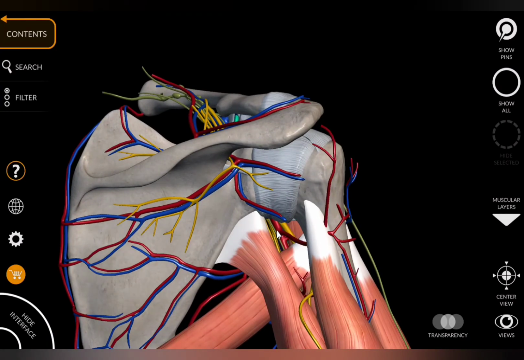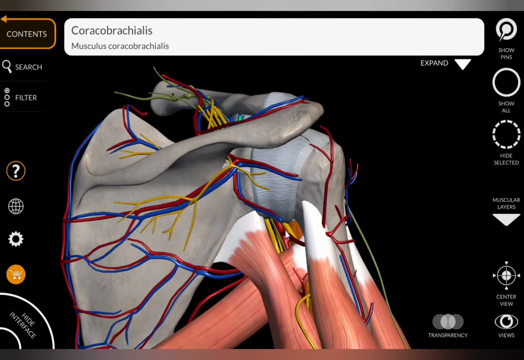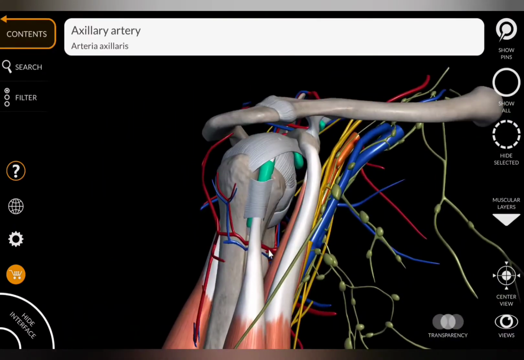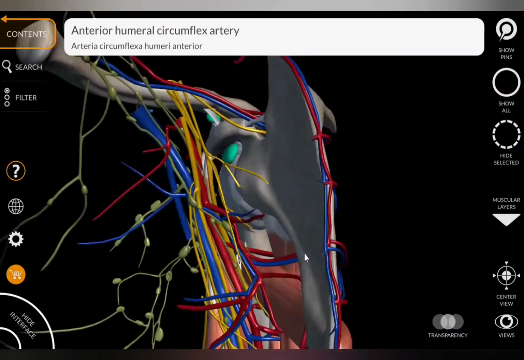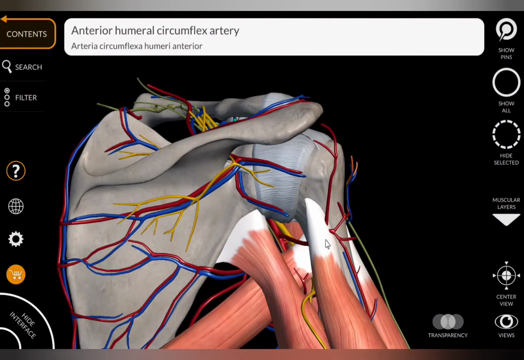You can see here the posterior circumflex humeral artery. This is the posterior circumflex humeral artery. It takes origin from the axillary artery. The anterior circumflex humeral artery also takes origin from the axillary artery, you can see. This is the axillary artery. I am removing both the posterior circumflex humeral vessels and the anterior circumflex humeral vessels.